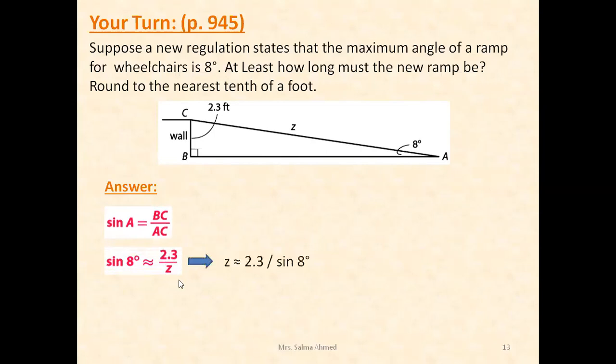So let's calculate Z. If I need Z, I'm going to get Z up and get sine 8 down in the denominator. So it will be 2.3 divided by sine 8. By using your calculator, it will be a very easy one. So Z is approximately 16.5.